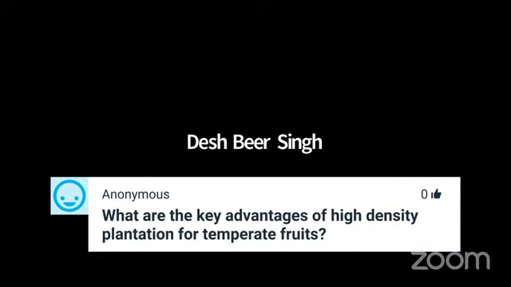What are the key advantages of high density plantation for temperate fruits? In the case of temperate fruits, we can get maximum return from less space, and more varieties. We can take spur and late varieties, and mechanization is very easy. Disease management is easy. Interculture and management is easy. Harvesting is very easy, and we can get more good color and yield.